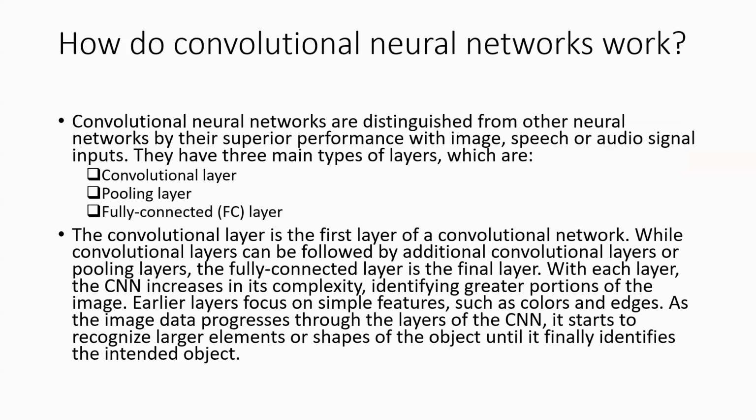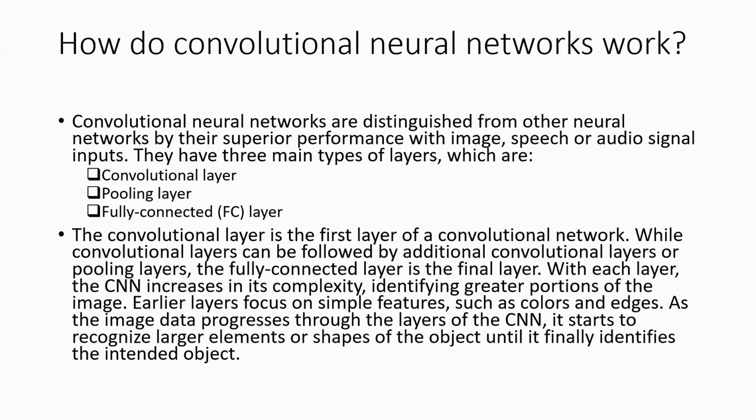Let us first discuss how the convolutional network works. We know that convolutional neural networks are distinguished from other neural networks by their superior performance with image, speech, or audio signal inputs. They have three main types of layers: the convolution layer, the pooling layer, and the fully connected layer. The convolution layer is the first layer, and it can be followed by additional convolution layers or pooling layers. The fully connected layer is the final layer. With each layer, the CNN increases in complexity, identifying greater portions of the image.